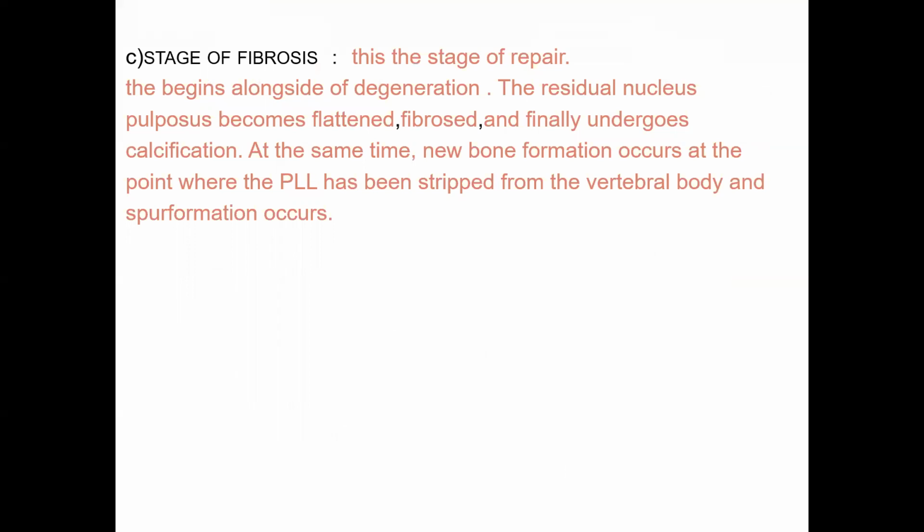Stage of fibrosis. The stage of repair begins alongside degeneration. The residual nucleus pulposus becomes flattened, fibrous, and finally undergoes calcification. At the same time, new bone formation occurs at the point where the periosteum has been stripped from the vertebral body and spur formation occurs.